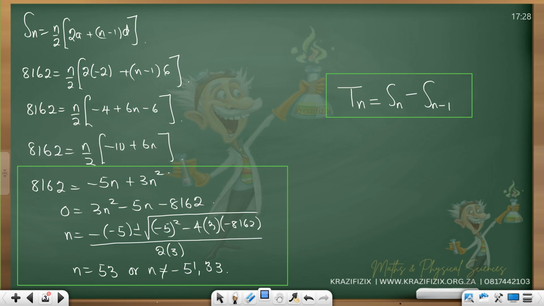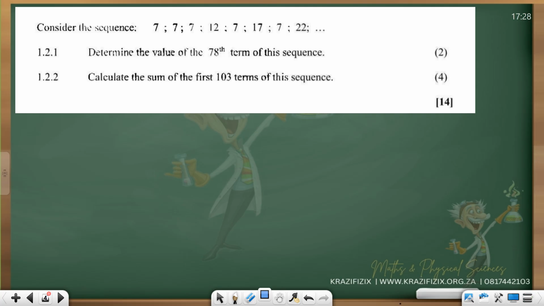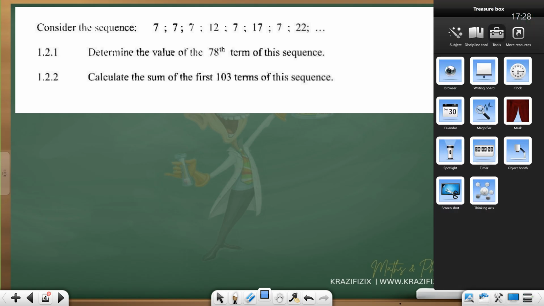Since they gave us Sn as 8162 and they gave us an expression for Sn, we could have just equated and not wasted so much of our time. And sometimes that's how we don't finish our paper. All right, 6 marks. 6 marks here. 4 minutes.